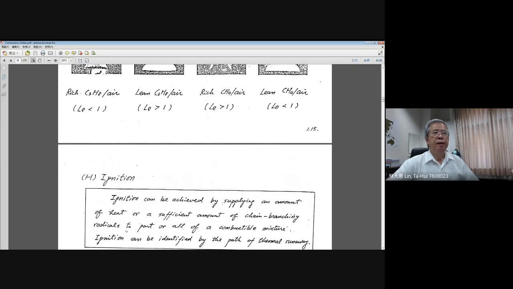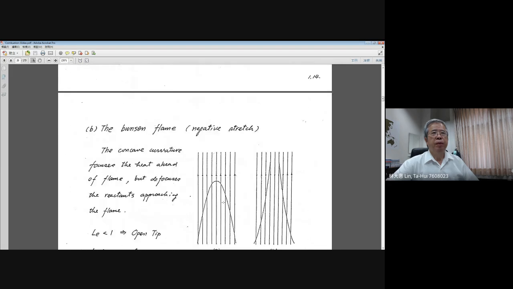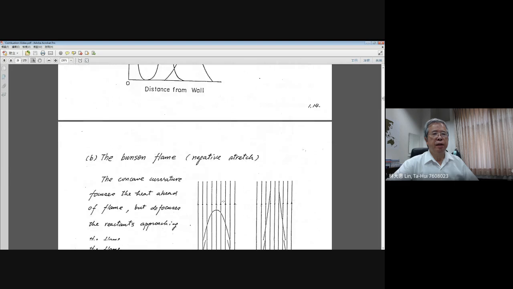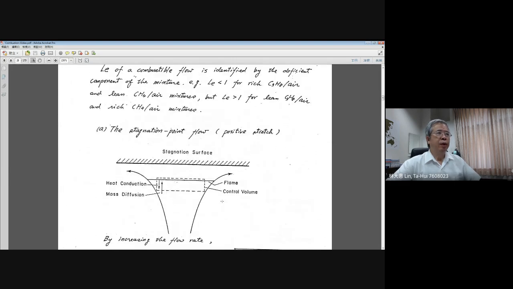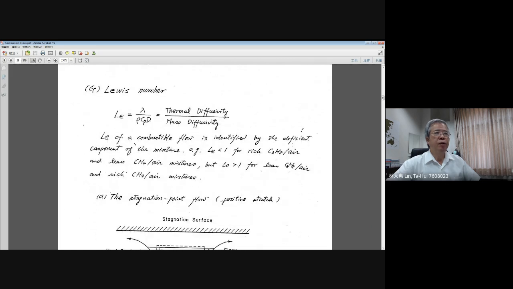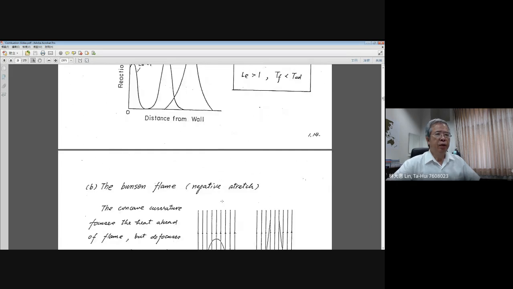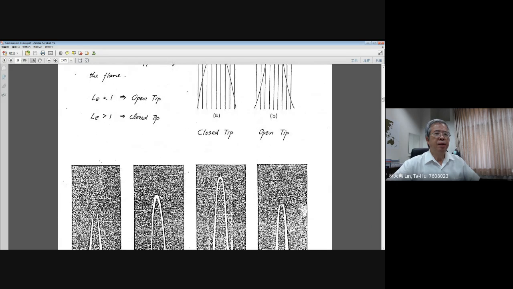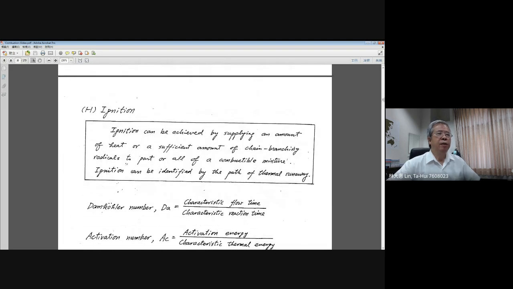Now let us turn to page 1.16. In pages 1.14 to 1.16, those materials describe the behavior of flame speed influenced by the Lewis number. We already introduced it in the last video, and up to now, we try to give some understanding about the nature of propagating flame speeds.